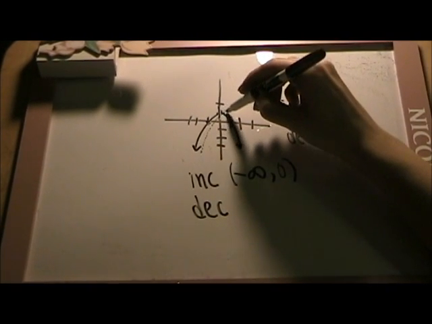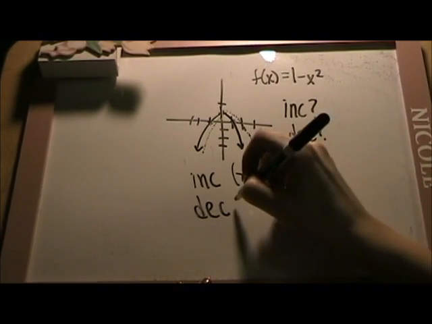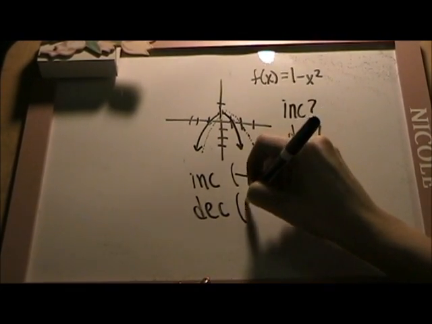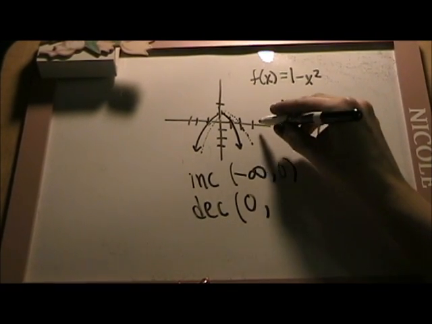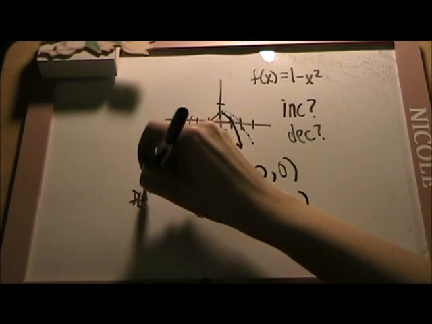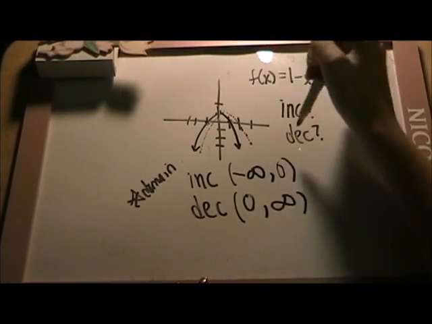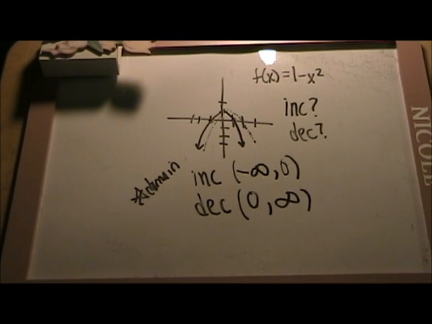And then from here down, we are decreasing. So we're starting at x equals 0, and we're going to positive infinity. Remember, we're always talking about the domain. So the domain for this side is to positive infinity.